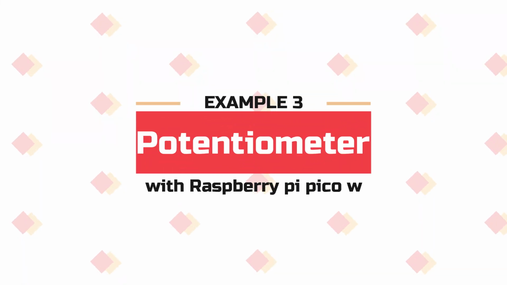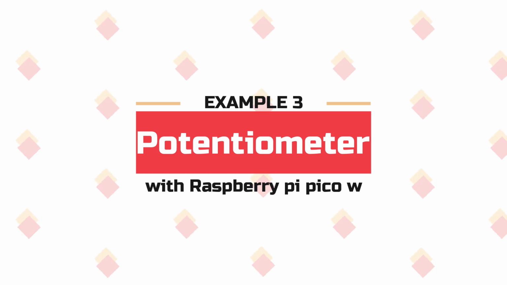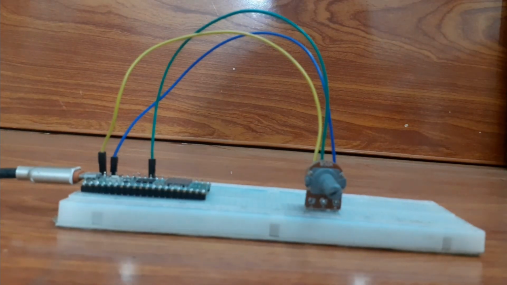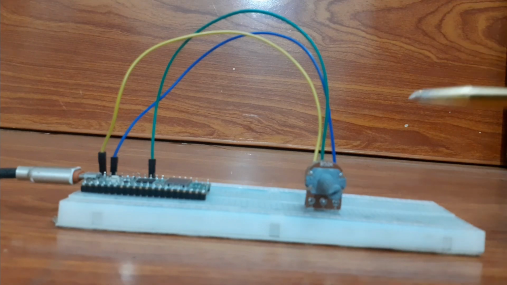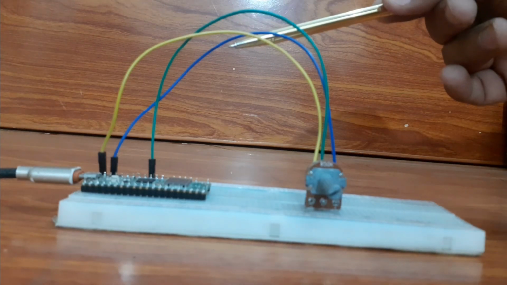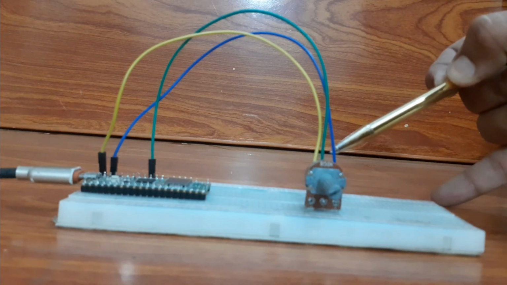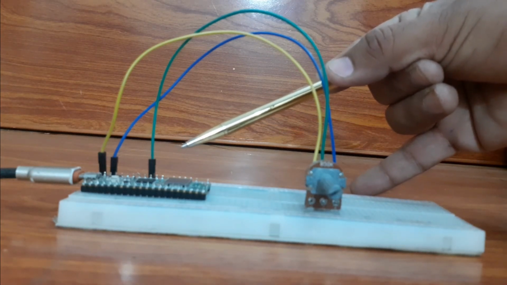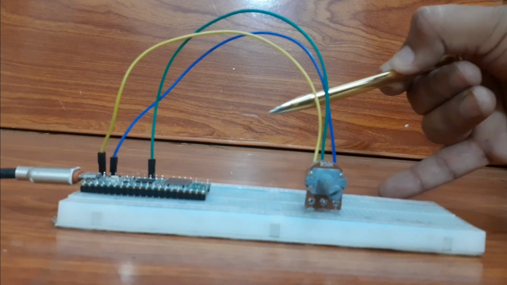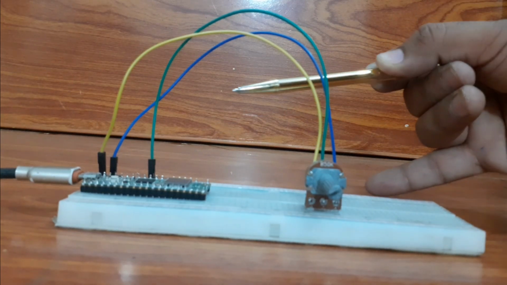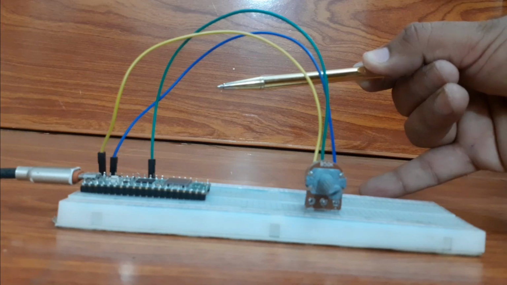In this final example, we will read the value of a potentiometer and display it on the serial monitor. Connect one terminal of the potentiometer to 3.3 volt. Connect the middle terminal to GPIO 26 on the Raspberry Pi Pico. Connect the other terminal of the potentiometer to ground pin of the Raspberry Pi Pico.